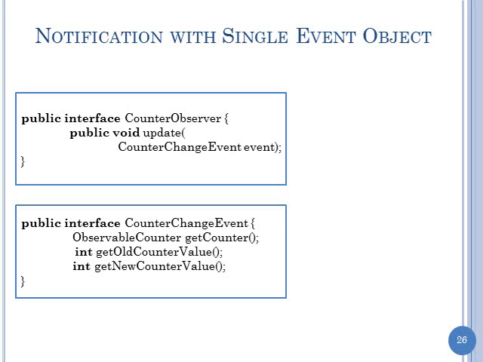So what happens now is that event has these methods. This event is a composite object, so it now has methods like get counter, what changed, what is the old value, what is the new value. So you think this is easier to read? Any other advantages, disadvantages?